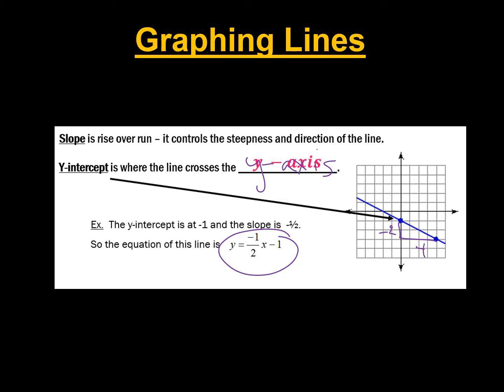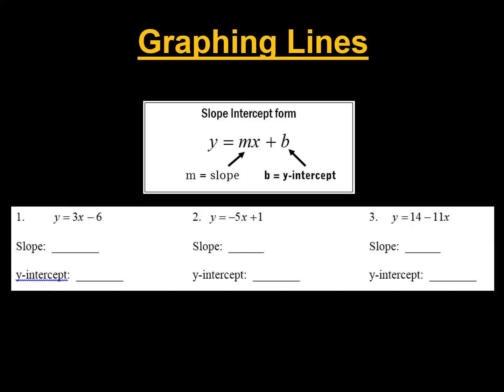Okay, so before we graph here, we want to make sure to know, if we're looking at an equation, what the slope number is and what the y-intercept is. Take a look here at a few of these equations. On number 1, it is in the y equals mx plus b. Remember that slope is next to the x, so the slope is 3 and the y-intercept is -6.